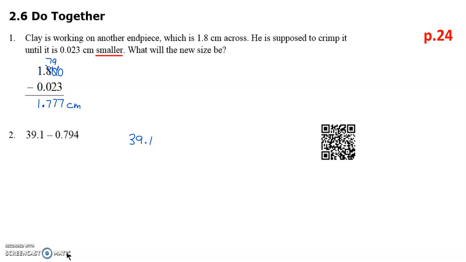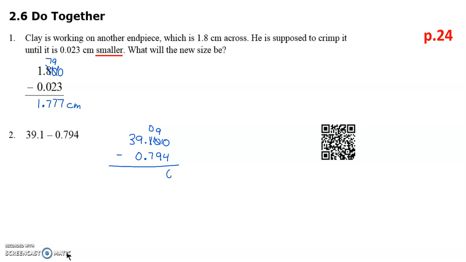For number 2, we have our subtraction written horizontally, so we'll need to change that to vertical subtraction. So 39.1 minus 0.794. We can see here that we need to add in 2 zeros to hold our place value, and that requires borrowing. So we're going to borrow from this 1, making it a 0, give, makes a 10, now borrow from the 10, makes it a 9, and give, so we have a 10 in our ones place.